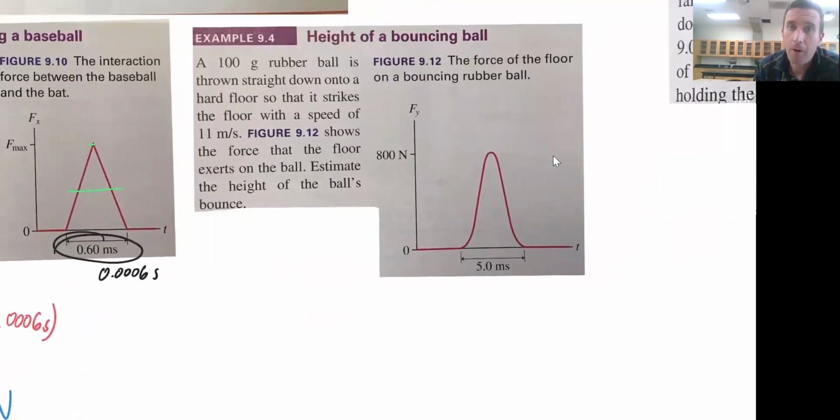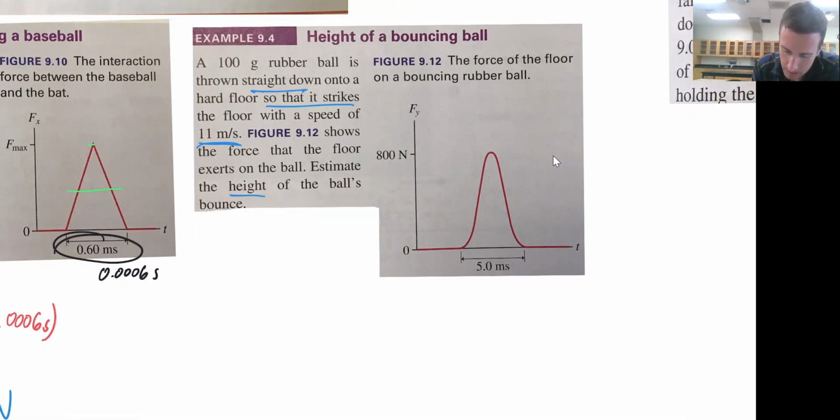Height of a bouncing ball. Ooh, I bet this is going to have some kinematics in it too, going back to those motion equations. Cool. A 100-gram rubber ball is thrown straight down onto a hard floor so that it strikes the floor with a speed of 11 meters per second. The figure shows the force that the floor exerts on the ball. Estimate the height of the ball's bounce.